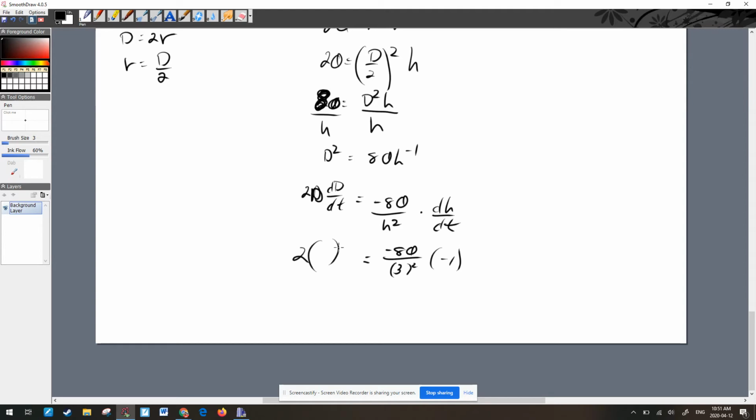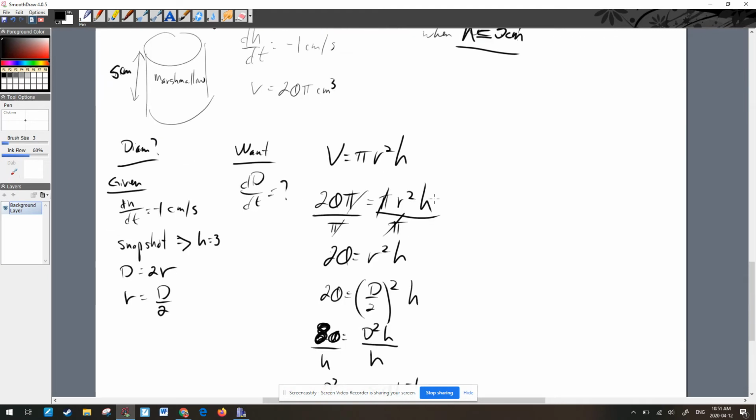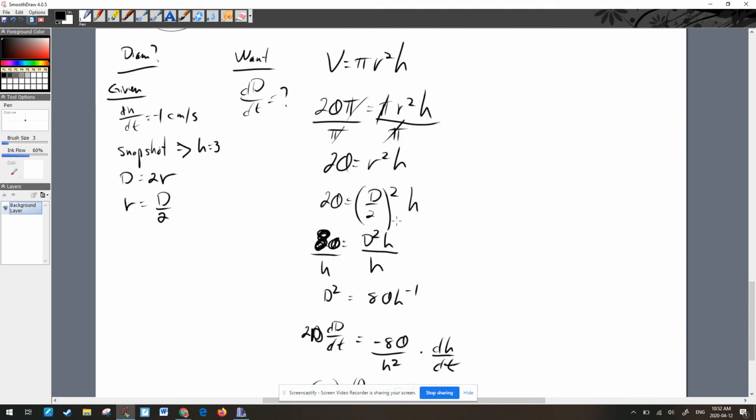What I don't actually have is what the diameter is at this moment. But we have an expression for this relationship, right? So we know that this expression right here is true. We know that 20 pi is equal to pi r squared h. I could do it without the pi: I could just say that 20 is equal to r squared h.